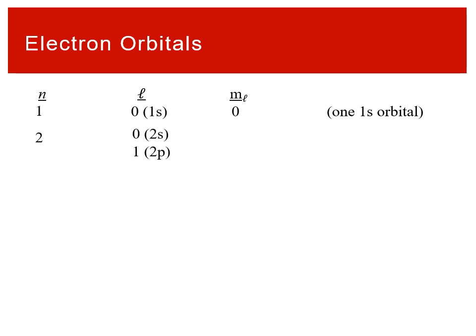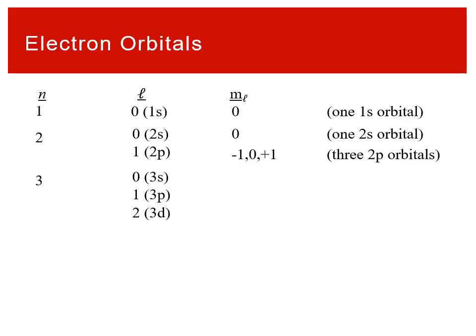When n equals 2, L can be either 0 or 1, so we have a 2s and a 2p subshell. Inside that 2s subshell, there's only one possible value for M sub L, so there's one 2s orbital. That's going to be true for any s-type subshell that you have. You're always going to have that relationship. When you have the 2p, though, now there are 3 possible values for M sub L, so there are 3 2p orbitals in the 2p subshell.